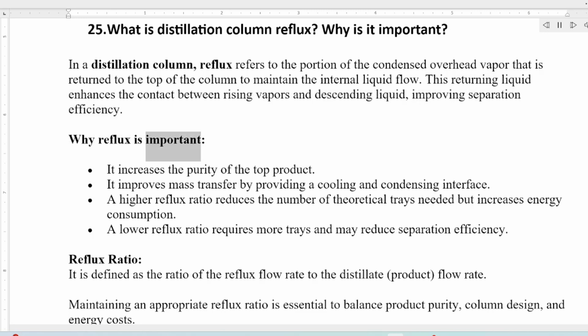Why is reflux important? It increases the purity of the top product. It improves mass transfer by providing a cooling and condensing interface. A higher reflux ratio reduces the number of theoretical trays needed but increases energy consumption. A lower reflux ratio requires more trays and may reduce separation efficiency. Reflux ratio is defined as the ratio of the reflux flow rate to the distillate product flow rate. Maintaining an appropriate reflux ratio is essential to balance product purity, column design, and energy costs.